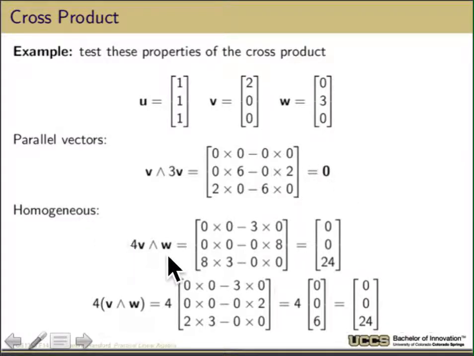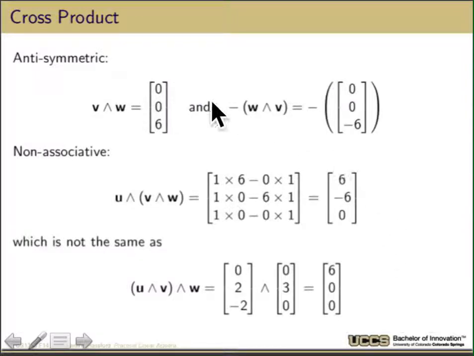To see that it's homogeneous, again, just put these in and multiply out all the cross products. It's a good way to practice a couple of cross product things. To see it's antisymmetric, if I take V cross W, that gives me the vector 0, 0, 6. But if I take minus W cross V, you'll get minus 0, 0, minus 6.